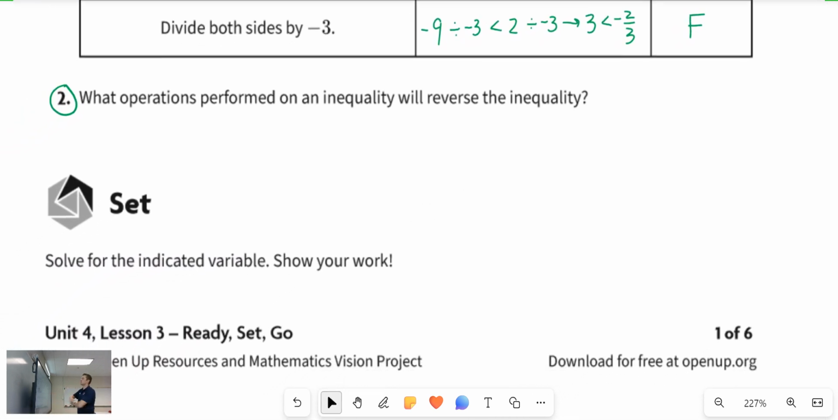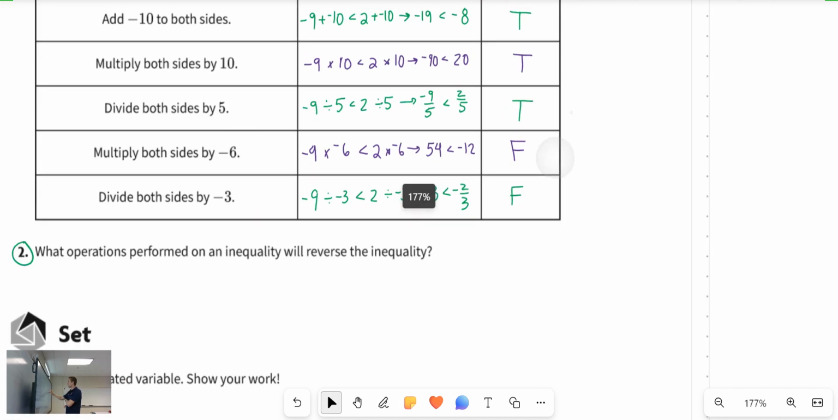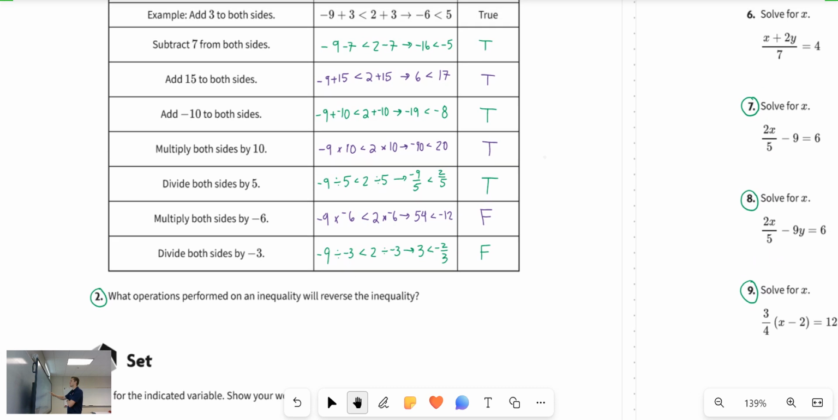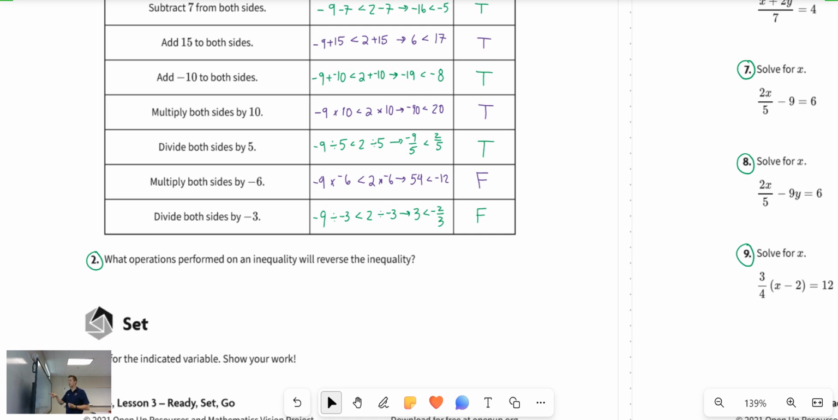Question 2, what operations performed on an inequality will reverse the inequality? Oh, okay, so this is asking basically what operations made the inequality false? Because if an inequality is false, that just means you have to flip it and then it'll become true. So which ones made it false? It was only the last two, right? So multiplying or dividing by negatives.